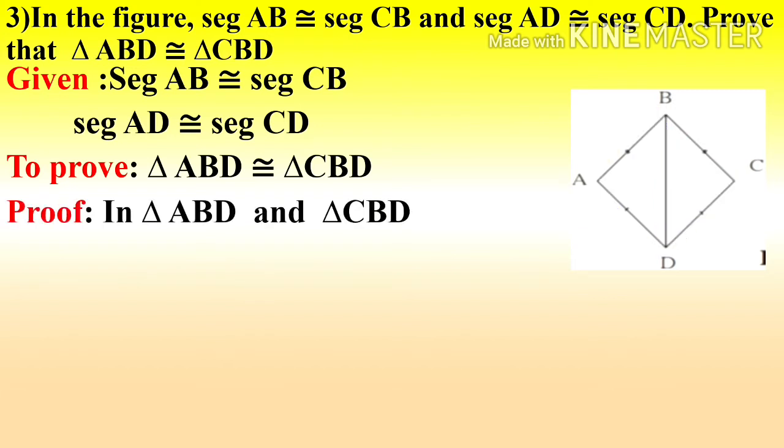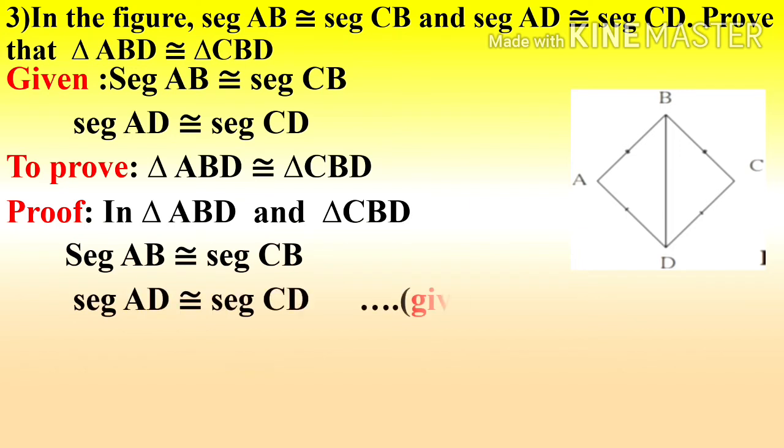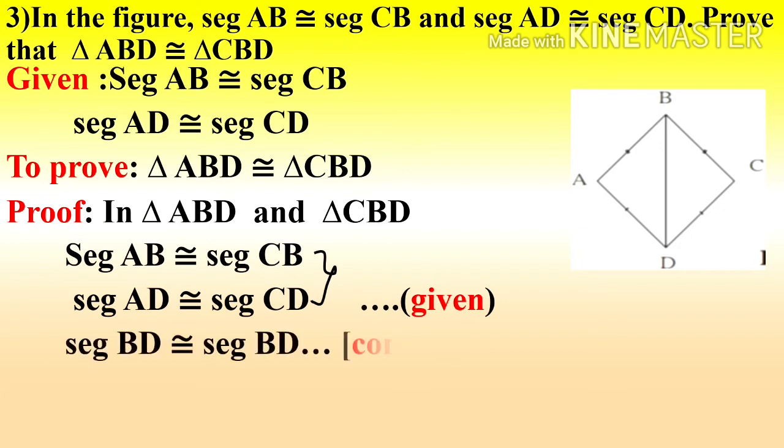Proof. In triangle ABD and triangle CBD, we will write what is congruent. We have segment AB is congruent to segment CB, segment AD is congruent to segment CD. That is the given information. Now, student, the third side remains, segment BD is congruent to segment BD, that is a common side among both the triangles.